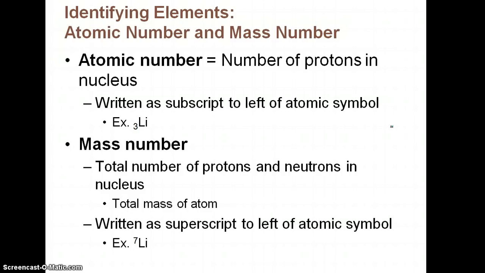So looking at atomic number and mass number, the atomic number is going to be the number of protons in the nucleus. That is going to be what identifies your actual element. If you change the atomic number, you have now changed the element. And the mass number is the total number of protons and neutrons in the nucleus. So this is the total mass of the atom. And this is written as a superscript to the left of the atomic symbol, whereas the atomic number is written as a subscript.